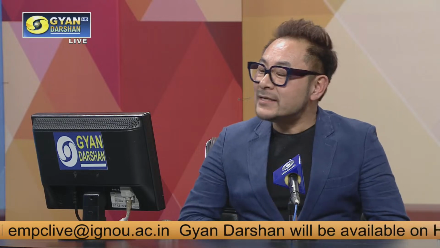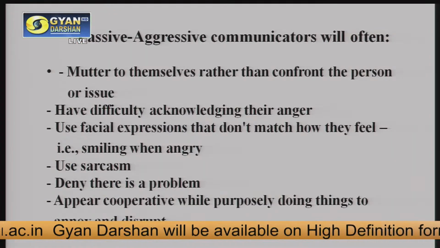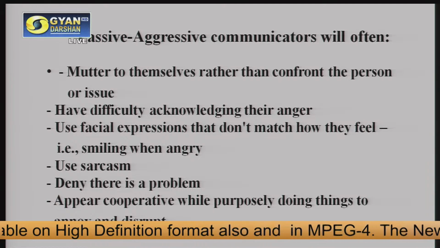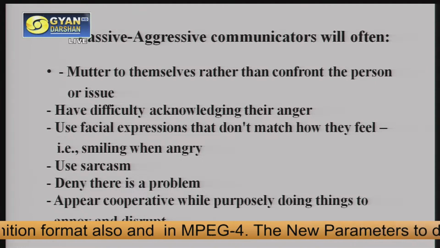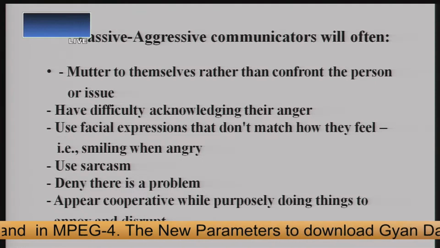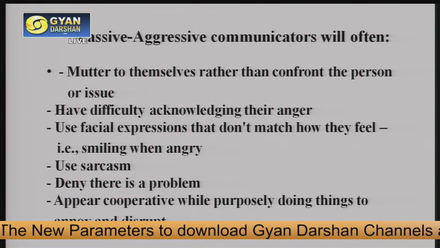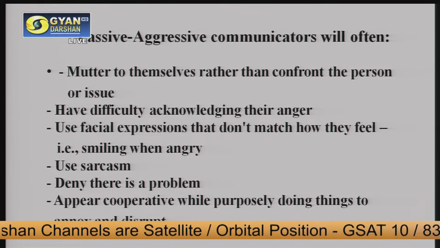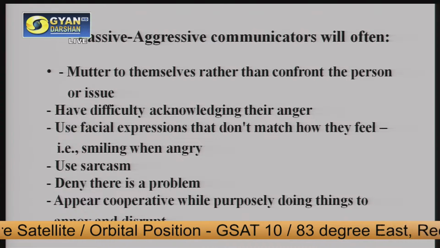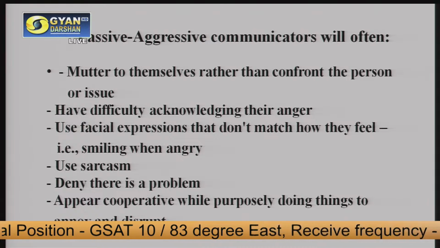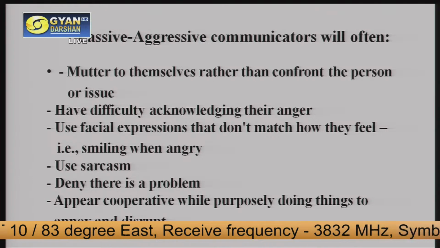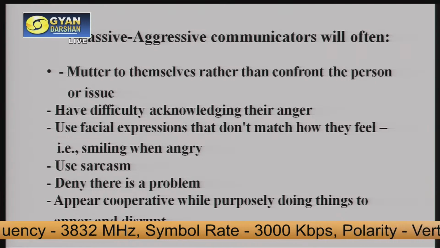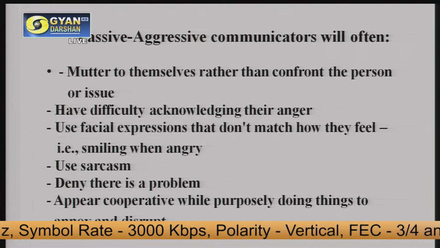And so passive-aggressive communicators often, in a way, manifest these types of characteristics. One is that they are mum to themselves rather than confront the real person or the issue. Another is they have difficulty acknowledging their anger. And they use facial expressions that don't match how they feel, that is, smiling when angry. Even when they are angry, they can smile at you, but inside they are full of anger.